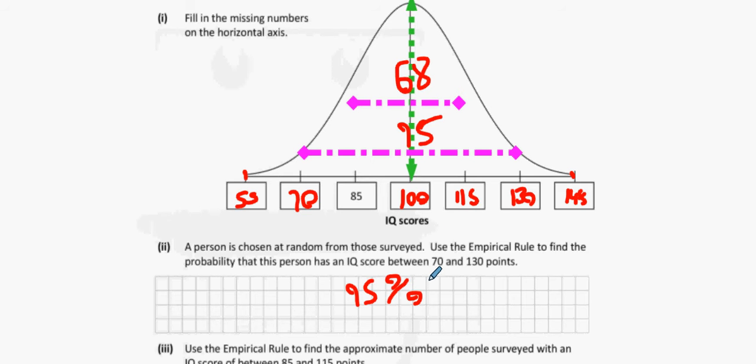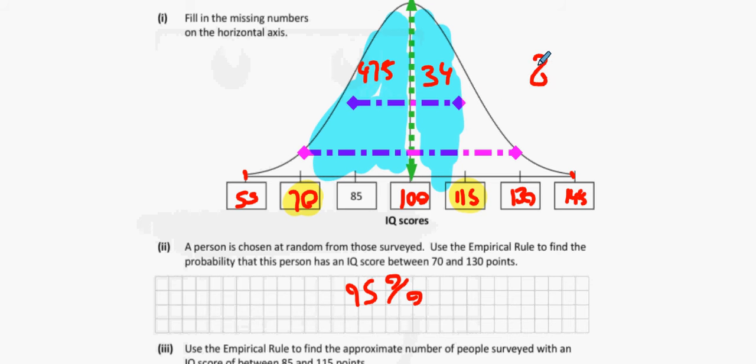Oh, I get you. So what Sam was sort of saying was, being reasonably inventive, imagine you did 70 to 115. So the area on the left would be half of 95, which is 47.5, while the area on the right would be half of 68, which would be 34. And then if you add both those together, you get 81.5%.